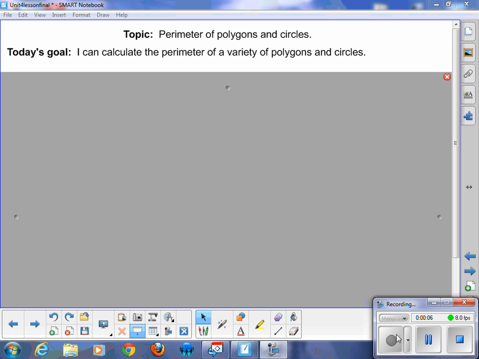So our topic today, perimeter of polygons and circles. What's your goal today? I want you to be able to calculate perimeter. That's what it comes down to. So what are we doing first?